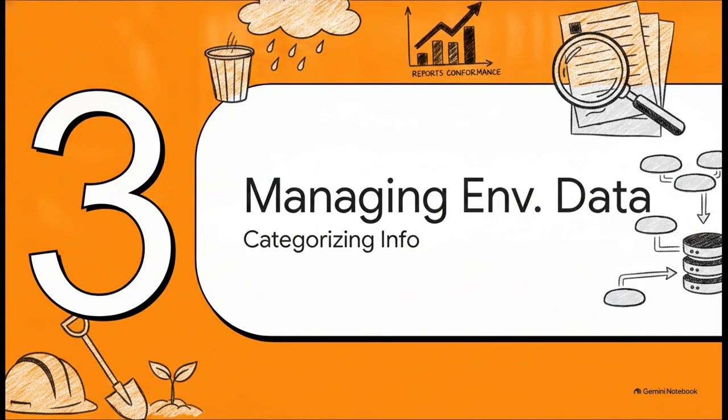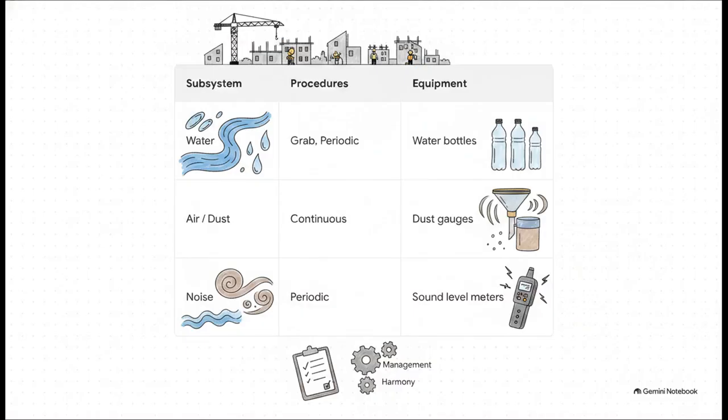Which brings us to Section 3, Managing Environmental Data. All those meetings and reports, they rely entirely on accurate technical information. So how do we gather it? The crucial point is that you need perfect harmony between what you are monitoring, how you sample it, and the tools you use. Just take a look at this matrix.